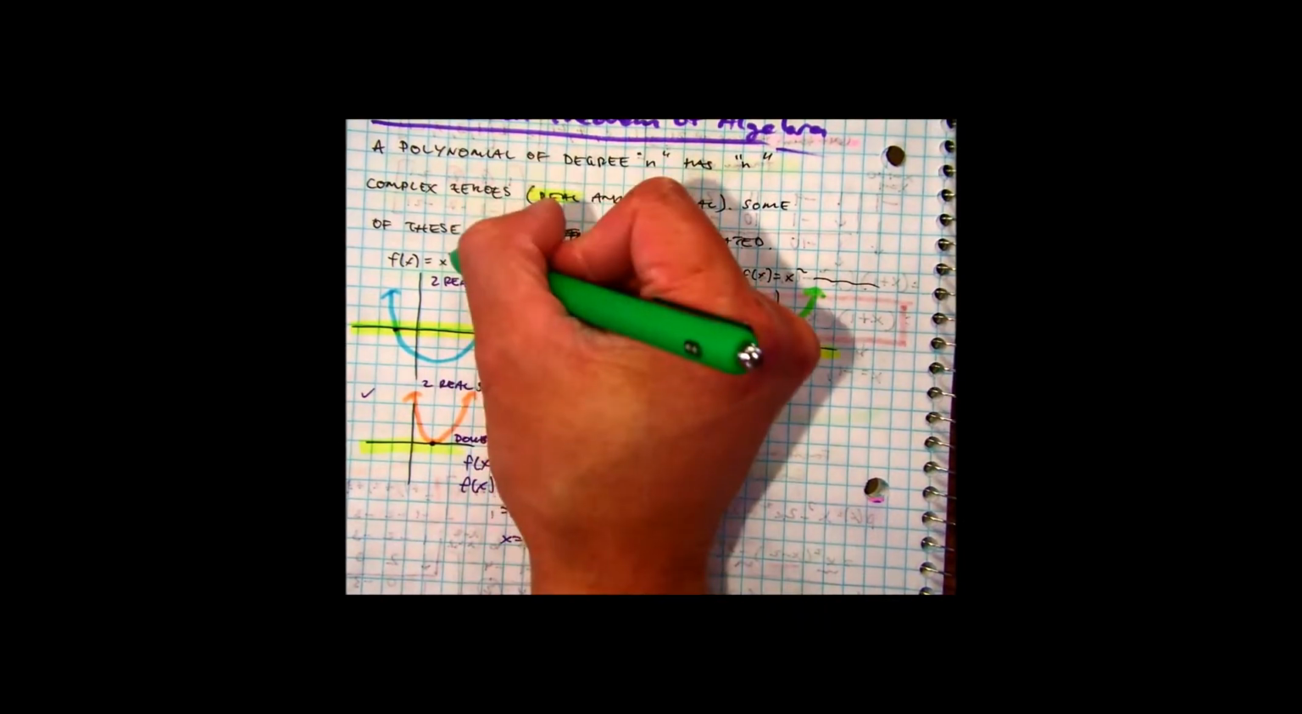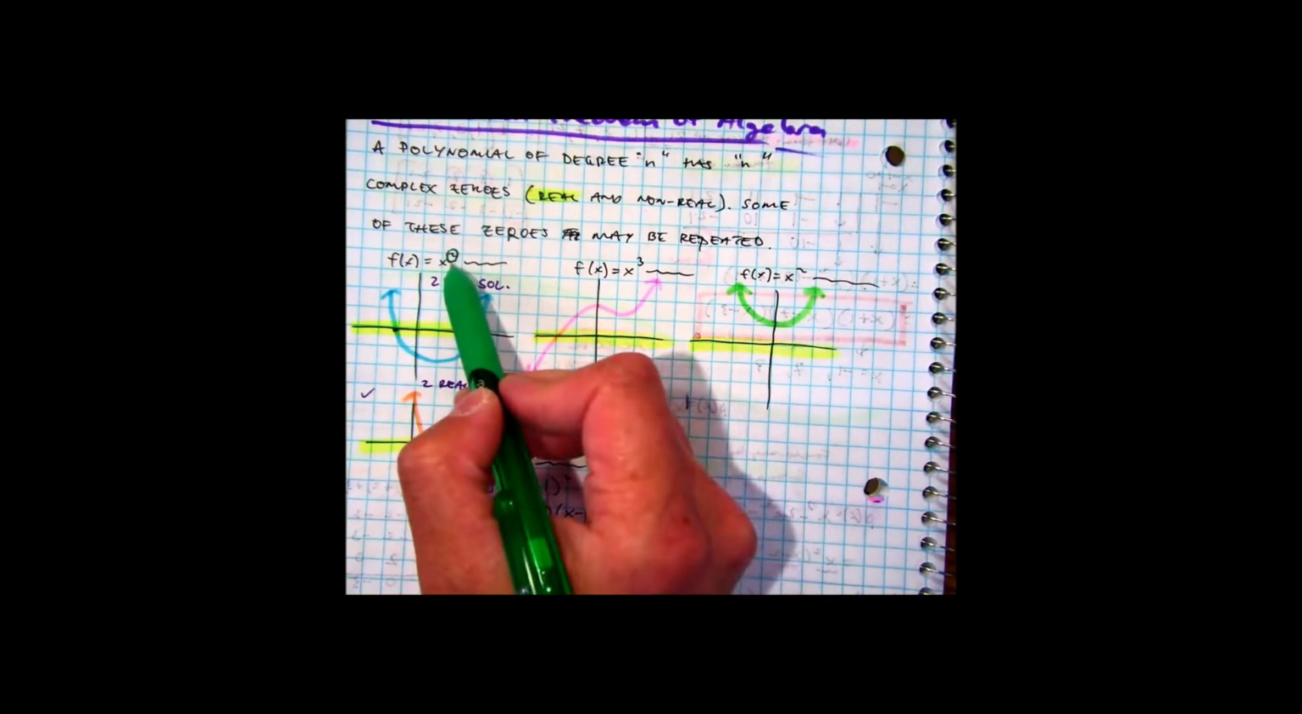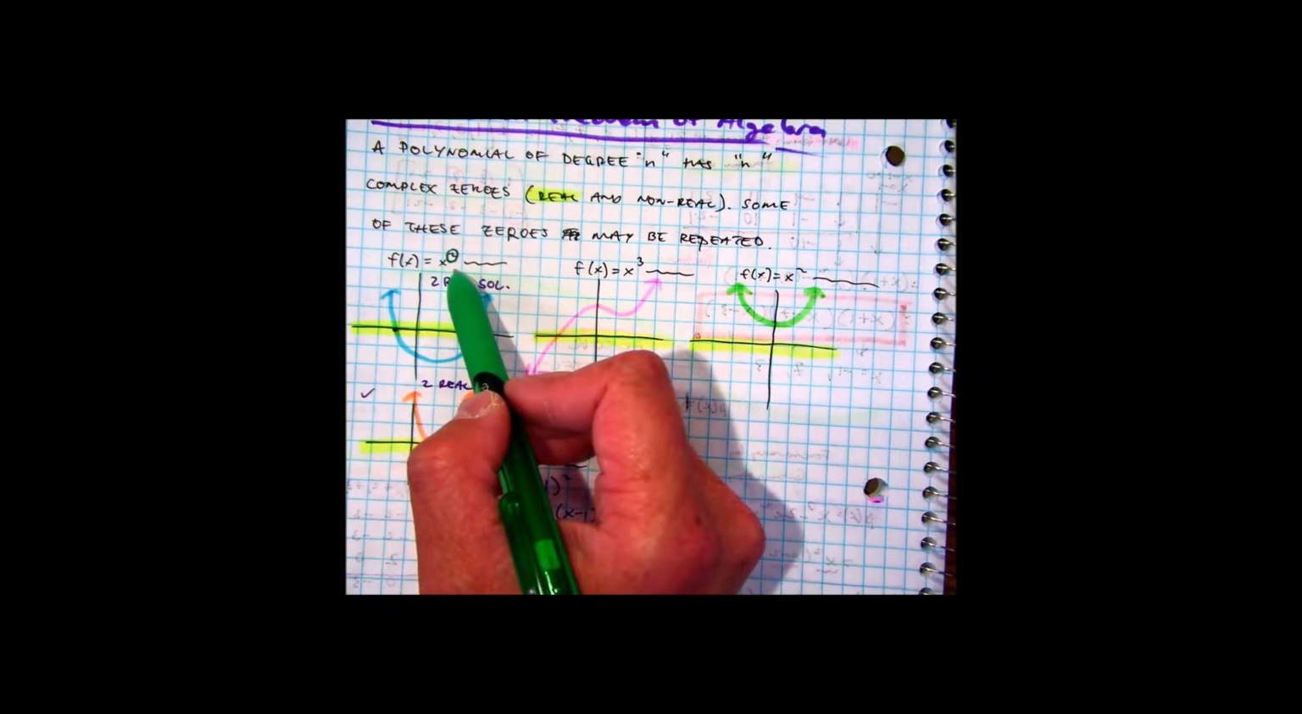Okay. Now we learned previously in leading coefficients that the power tells you the max number of real x-intercepts. Okay, so it's telling us max 2. Max 2. But look at this one over here.